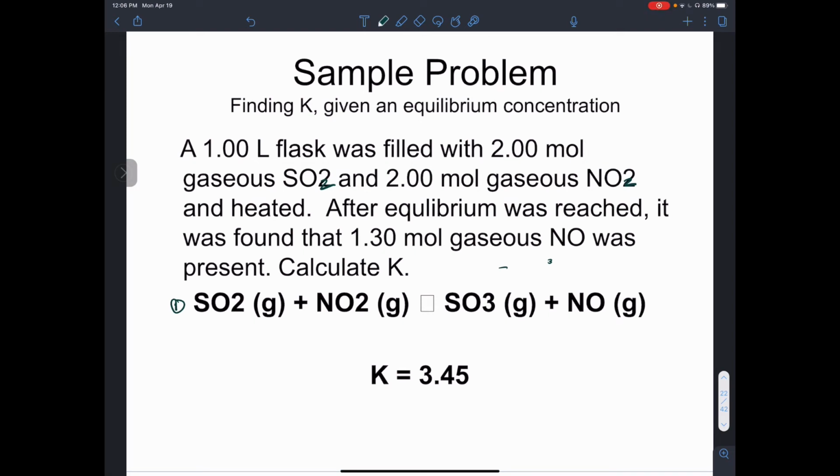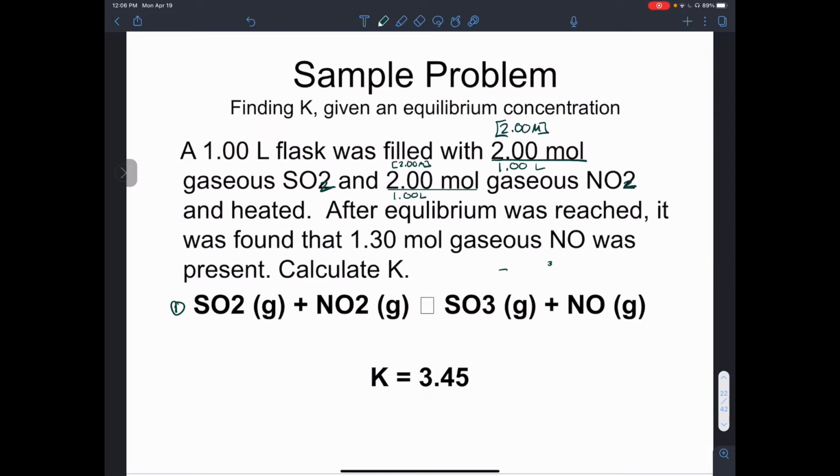We have a 1 liter flask filled with 2 moles of, well, right away, I know that 2 moles out of 1 liter is a 2.00 molar concentration. And if I'm asked to work with anything, I'd rather have molarity. I just like to start with the right units. 1.3 molar after. All right. So we have the starting concentration of sulfur dioxide and nitrogen dioxide. After equilibrium, we have the final concentration, or the equilibrium concentration, of nitrogen monoxide.